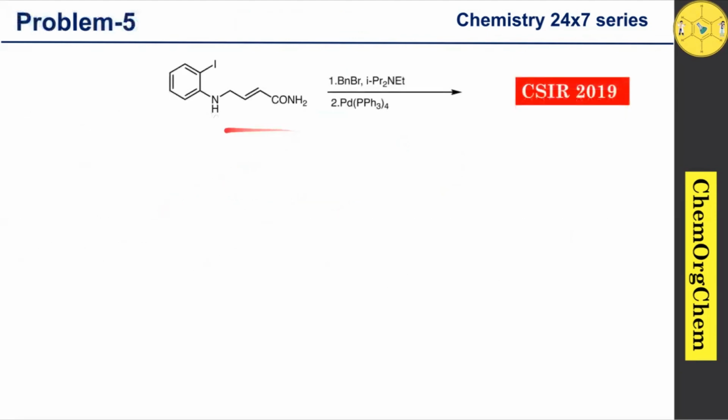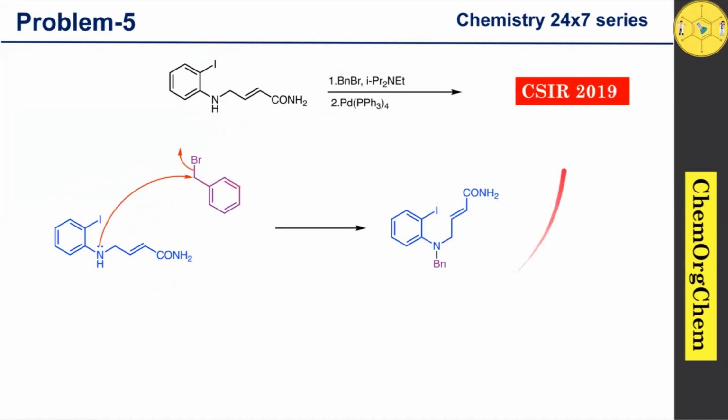So the first step of the reaction is this substrate reacts with benzyl bromide in the presence of diisopropyl ethylamine. So here benzylation takes place. As per this reaction, this substrate, especially this secondary amine, reacts with benzyl bromide. Now you see this nitrogen lone pair of electrons attacks this carbon, followed by kick out of Br minus, which produces an N-benzylated intermediate.